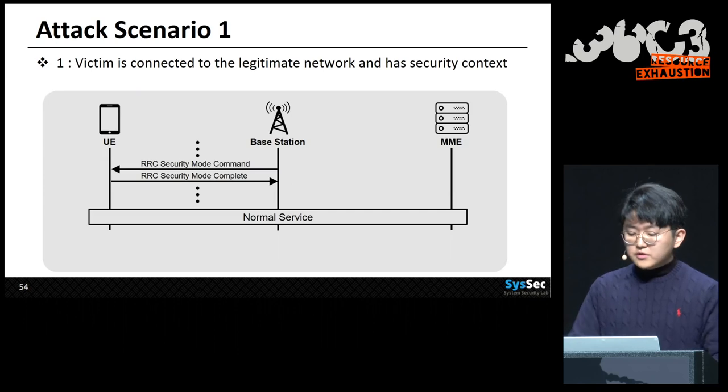Now, the first scenario is when there is a vulnerability in the UE. This UE has a vulnerability that receives unprotected messages even in the presence of a security context. The victim UE is now connected to the legitimate network and has finished the security process. So, the victim UE has a security context and it is using normal cellular service.